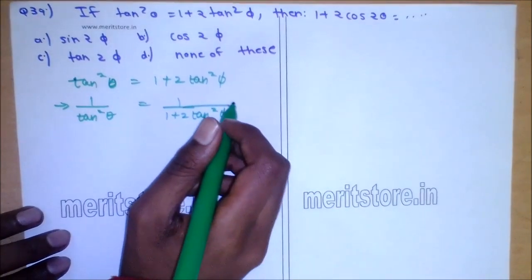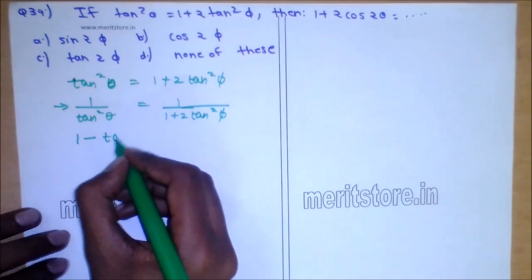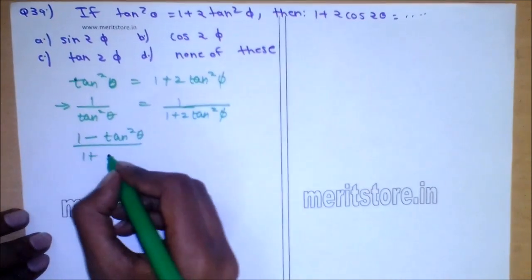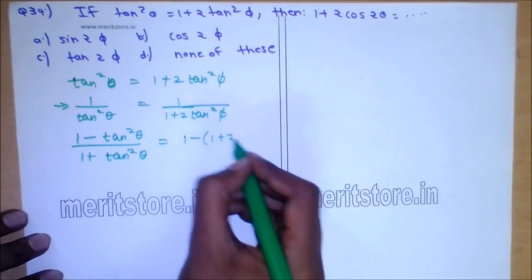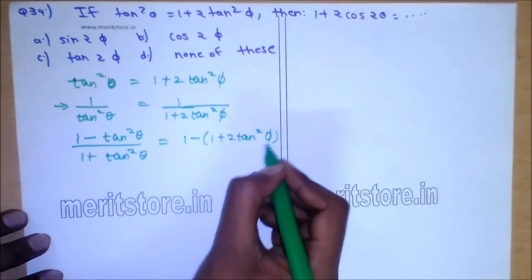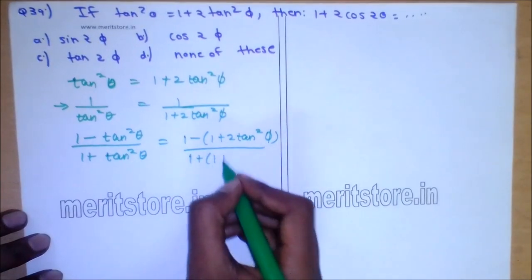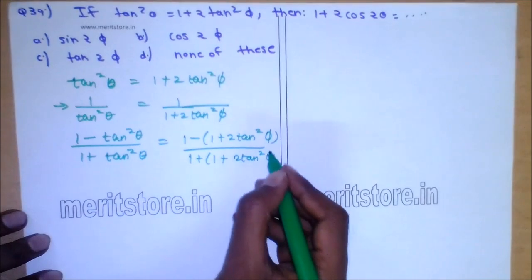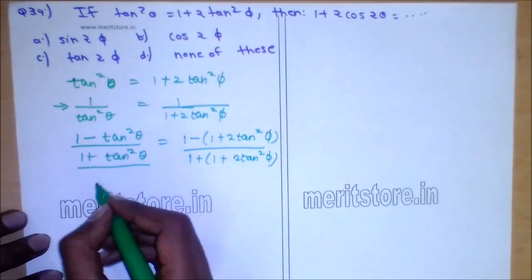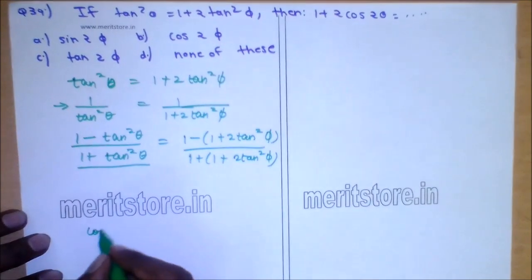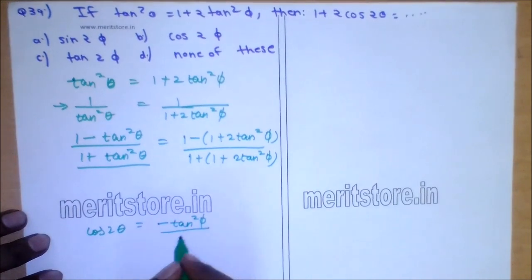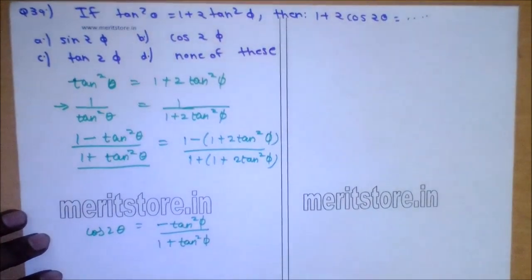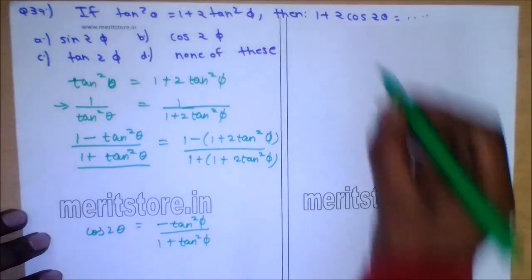By using componendo dividendo rule, 1 minus tan square theta upon 1 plus tan square theta is equal to 1 plus 2 tan square phi minus 1 upon 1 plus 2 tan square phi plus 1, which simplifies to minus tan square phi upon 1 plus tan square phi. This is the formula for cos 2 theta. So cos 2 theta is minus tan square phi divided by 1 plus tan square phi. So we got this term.